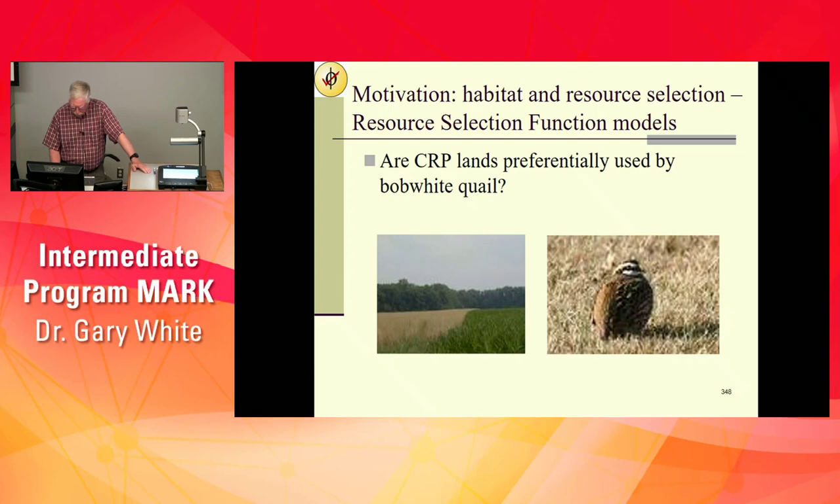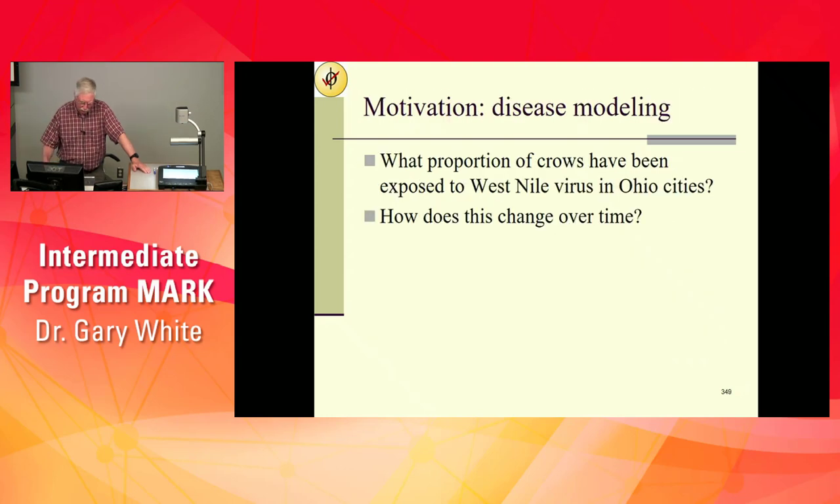CRP land and quail. Anyway, there are lots of examples. Disease modeling is another. What proportion of crows have been exposed to West Nile virus? You get a random sample of crows somehow, and you survey crows to find out if they've got the titer for West Nile virus.